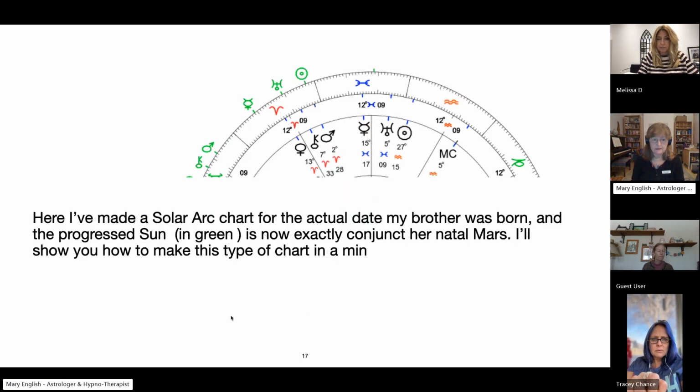So here I've made a solar arc chart for the actual date my brother was born, so not just my mum being 35. This is the date of his birth. And the progressed sun, which we progressed in green, is now exactly conjunct her natal Mars. And I'll show you how to do this type of chart in a minute.